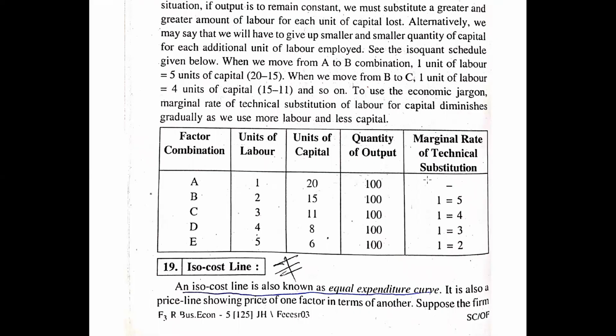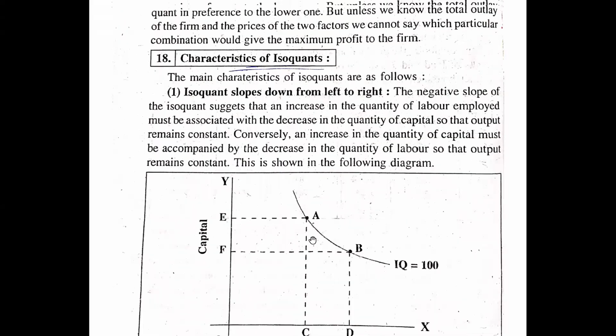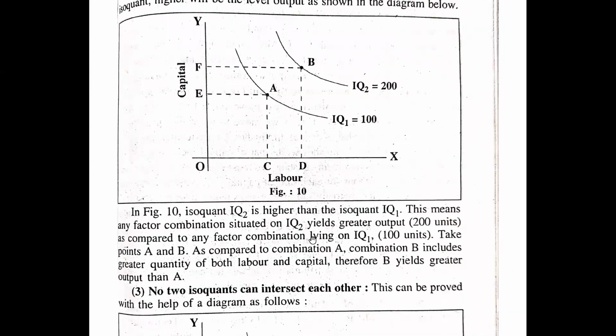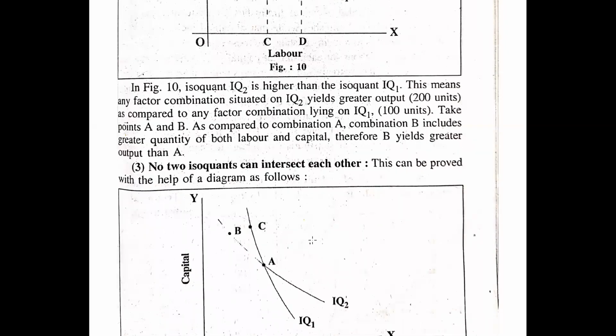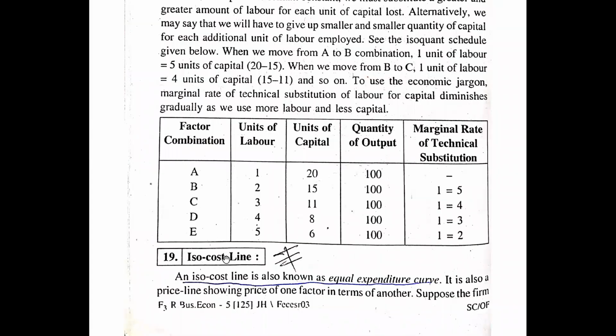Now, guys, we will see the isocost line. So as we have seen four different characteristics of isoquant, now we will move further to the next point and we will see the isocost line. Let's see what is there in it. An isocost line is also known as the equal expenditure curve. It is also a price line showing the price of one factor in terms of another.